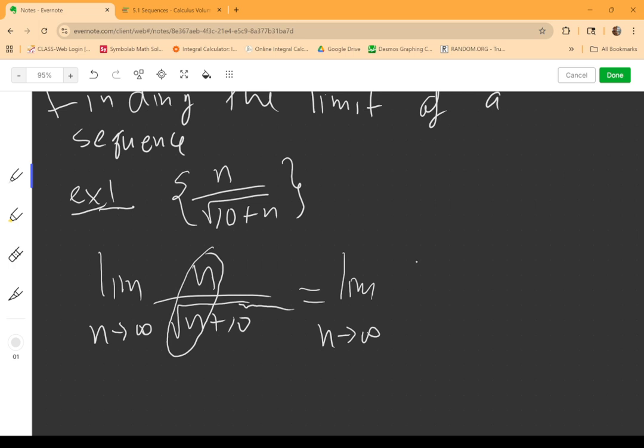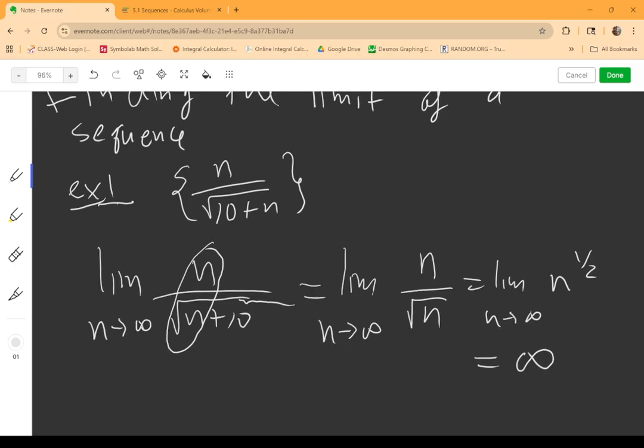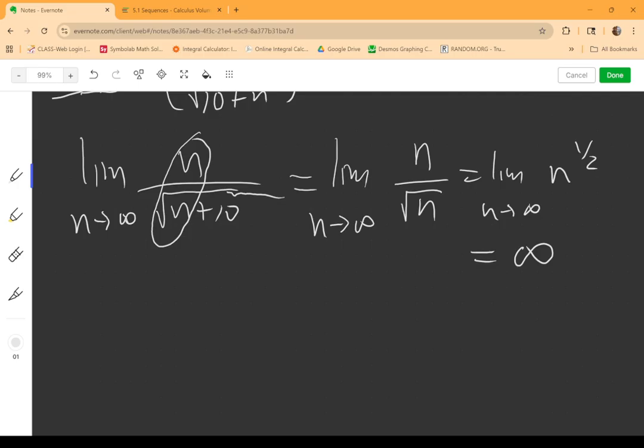So when we do that, we can think of this here. Then simplifying, you can think of the limit as n goes to infinity of n to the 1/2, just subtracting the exponents, and we can see here that this goes to infinity. So I've now found the limit of this particular sequence.